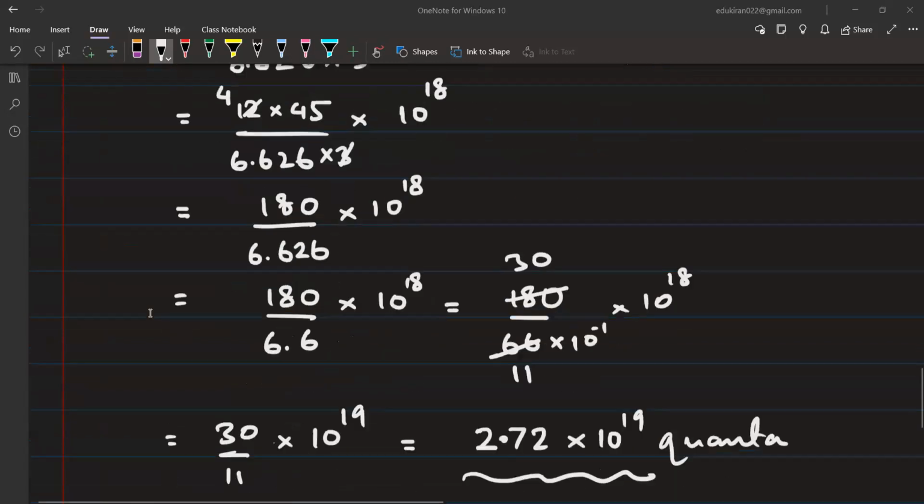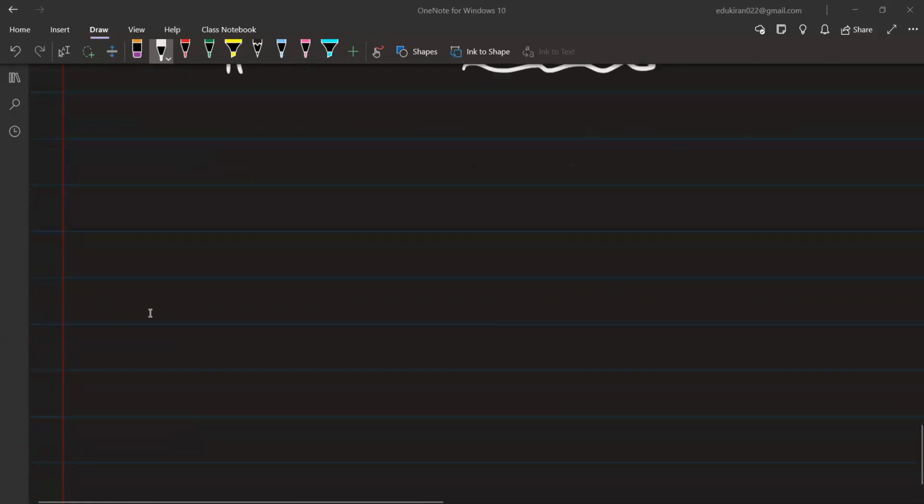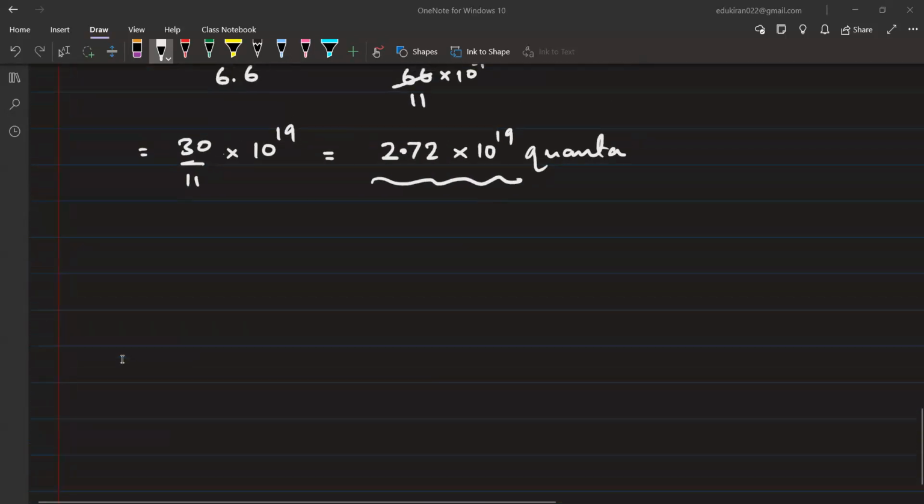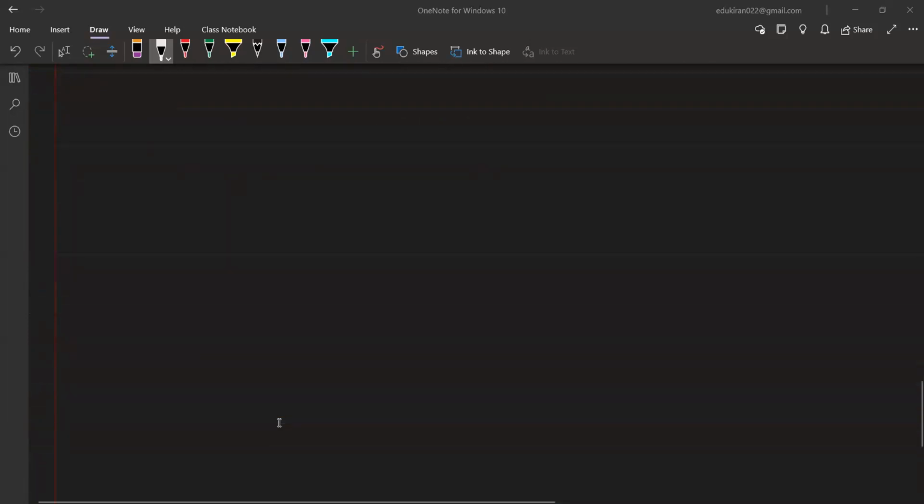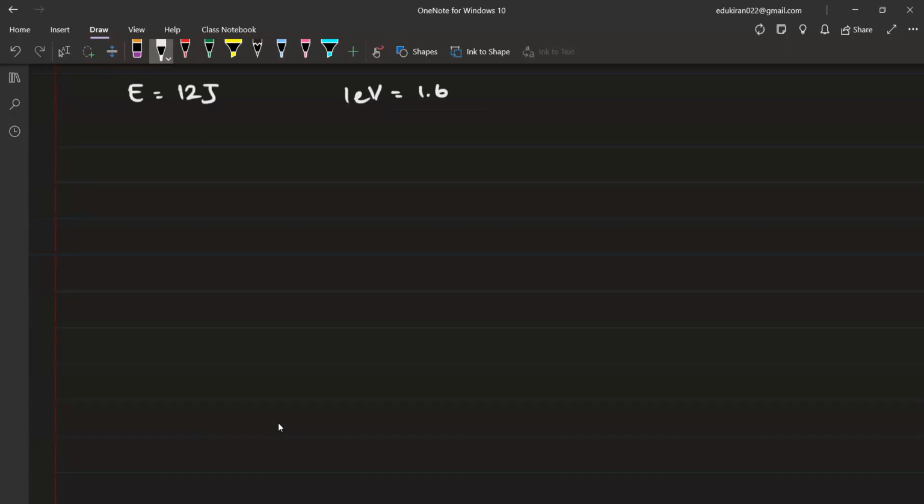Okay. Now let us see. Let us use the same values, but we are going to do this with the formula 1240 divided by lambda in nanometers. So energy we have got as 12 joules. First of all, we have to convert this into electron volts. So what is the relationship? 1 electron volt is equal to 1.6 into 10 to the power minus 19 joule. So if I put this below, 1 joule will become equal to 1 divided by 1.6 into 10 to the power minus 19 electron volts. Correct?